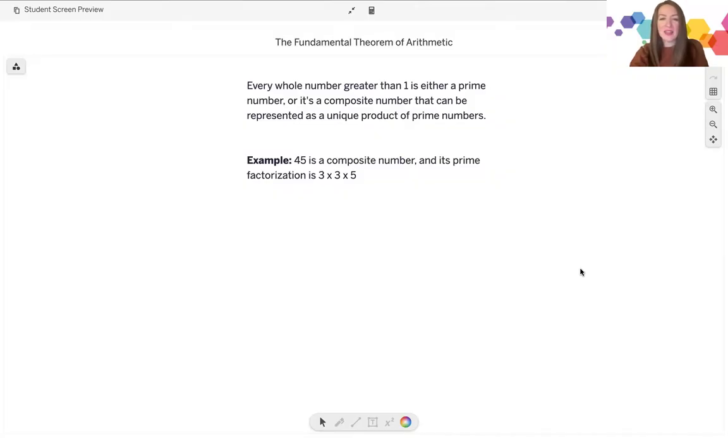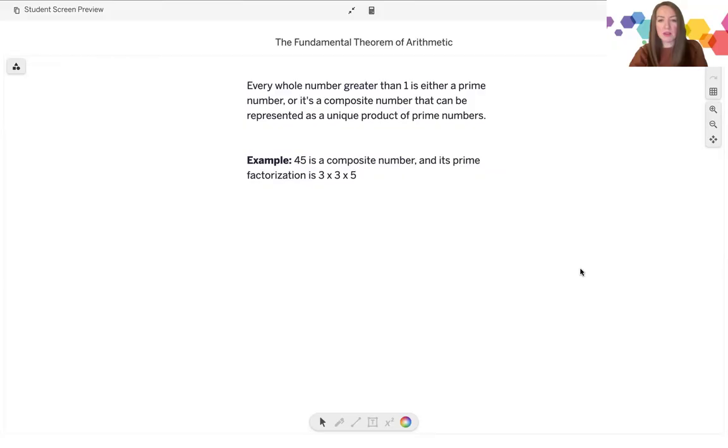So it says every whole number greater than 1 is either a prime number, so its only factors are 1 and itself, or it's a composite number, so not prime and not 1, that can be represented as a unique product of prime numbers. So here's an example.